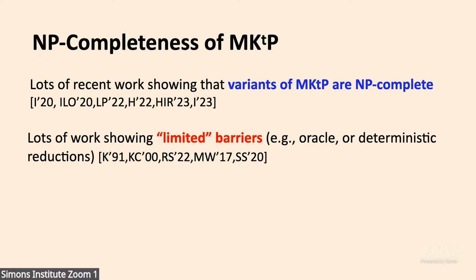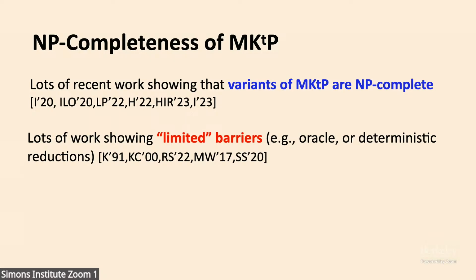There are also a bunch of works that show barriers, but they're quite limited. They are either oracle separations, which we know we can overcome, or they are with respect to deterministic reductions. Those are still very nice works, but at a high level, it's very easy to understand why deterministic reductions can never work. Anyone sees the idea?